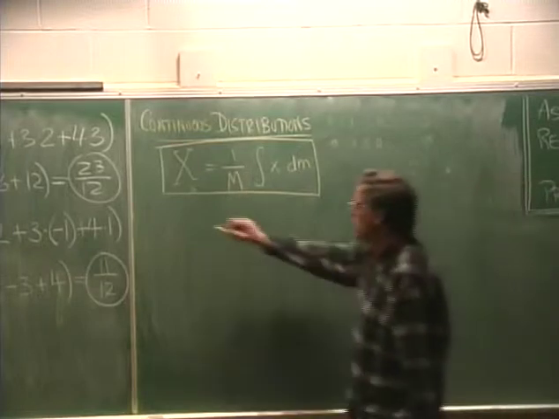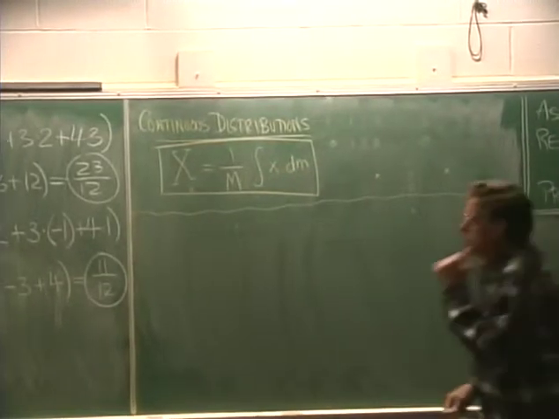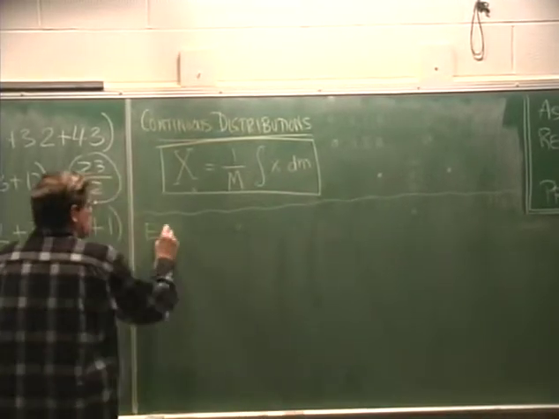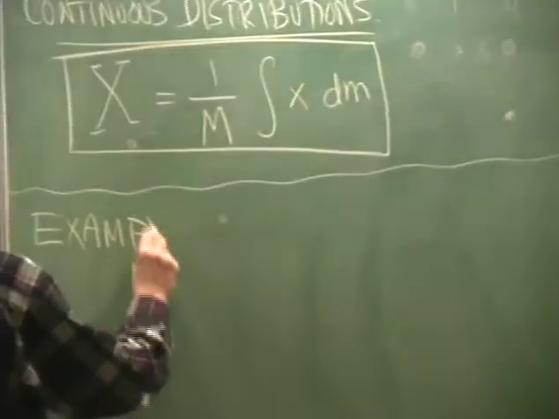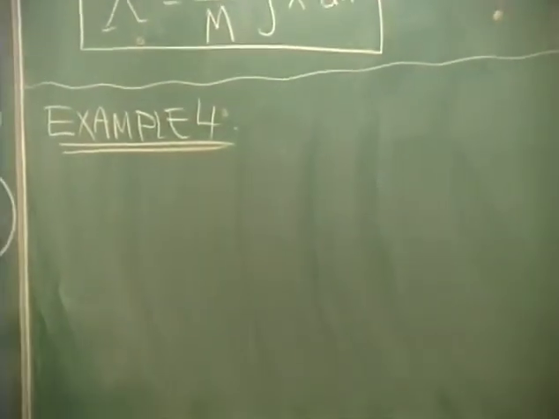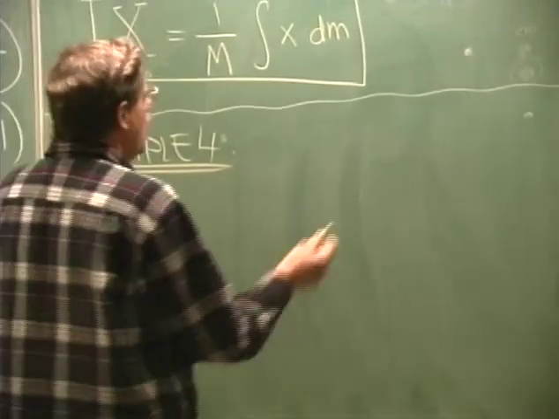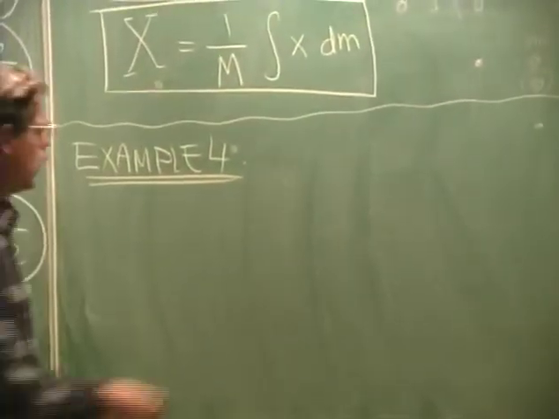So let me do some examples of continuous distributions. Be thinking about how you would do the problem if you were faced with it, as I describe it. Suppose that I have a uniform bar.